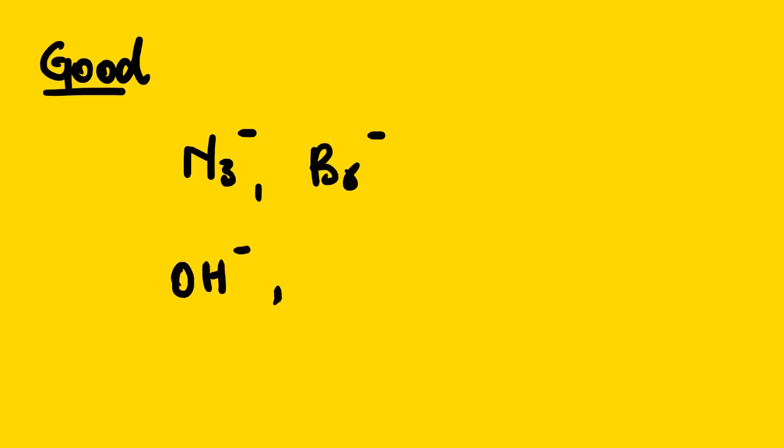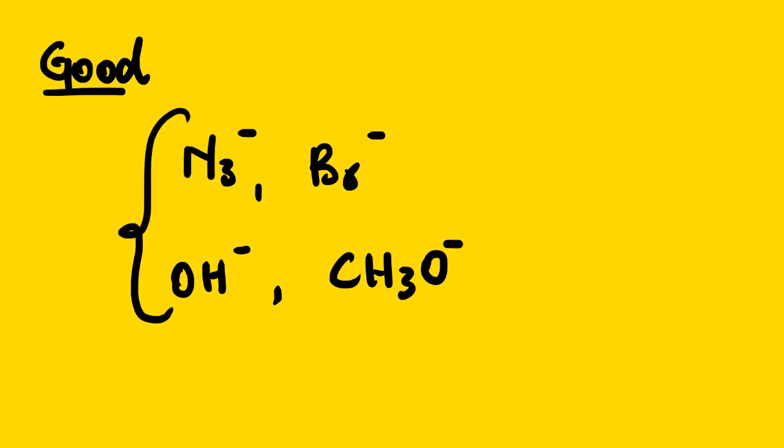And then we have good nucleophiles, which are N3, Br, OH, CH3O. You can see that these nukes are among the nucleophiles that I've used in most of the examples that we've gone through so far. And then we have very good nukes.